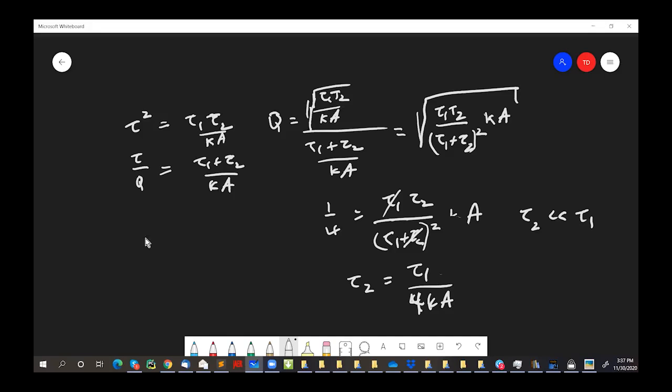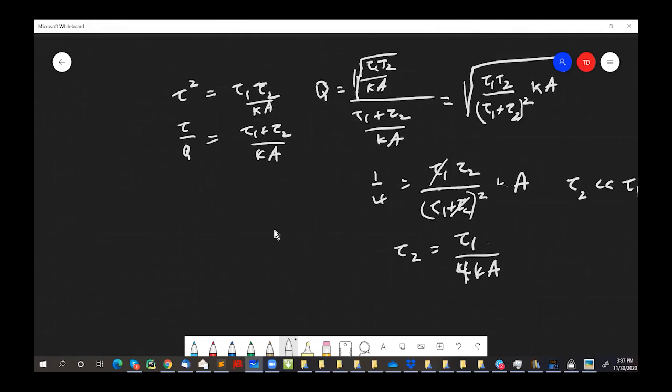What's the other question you can ask? The other question you can ask is how much can it ring if you make the time constants be the same? And it's natural to ask what happens if tau 1 equals tau 2? What's Q then?